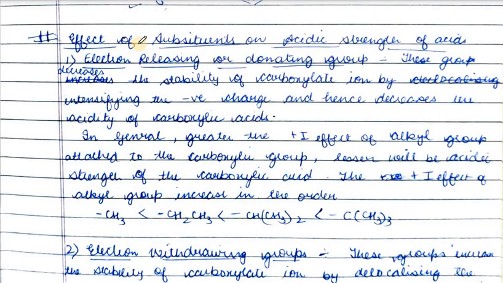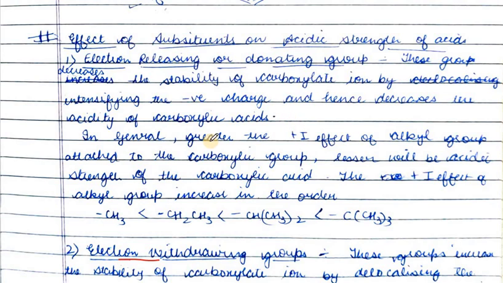So next is the effect of substituents on the acidic strength of acids. Now, the acidic strength of carboxylic acids depends upon the groups attached to it. The groups may be electron releasing groups, or donating groups, and second, electron withdrawing groups. The electron releasing groups increase the electron density on the ring. When they increase the electron density, the negative charge gets intensified, because negative charge is already present, hence the acidity of carboxylic acid decreases.